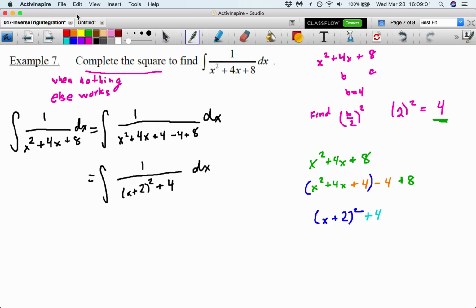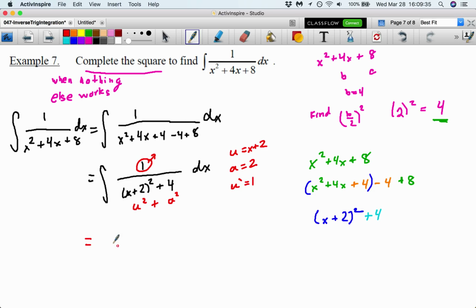And again, the key is to notice it's like an arc. Did you say tan? I think I heard you say tan. If you did, that was good. This is a u squared, and this is an a squared. I know this is u because it has the x's in it. So if u is x plus 2 and a is 2, then u prime is just 1.